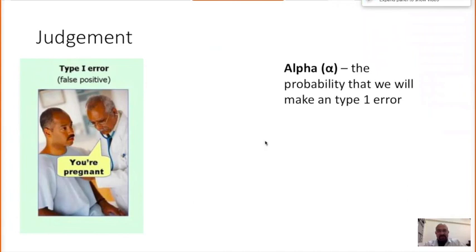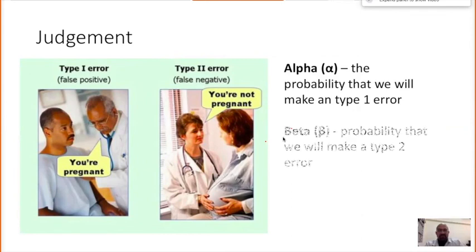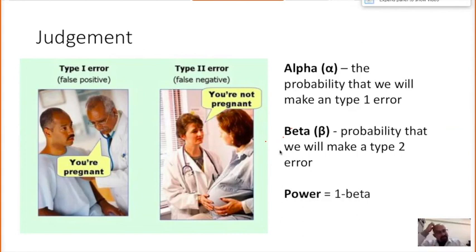Now the next is the type 2 error. So what you see in this image, obviously the lady is pregnant, but the doctor tells her you're not pregnant. So this is what we call the type 2 error, or a false negative. The test says negative, but obviously the disease or the condition is positive. And this is beta, that is the probability that we will make a type 2 error. And what is the power of a study? It's nothing but just 1 minus beta.